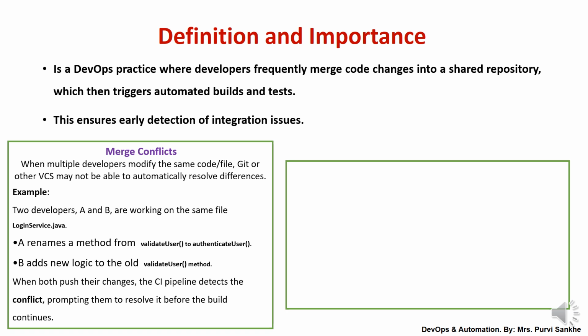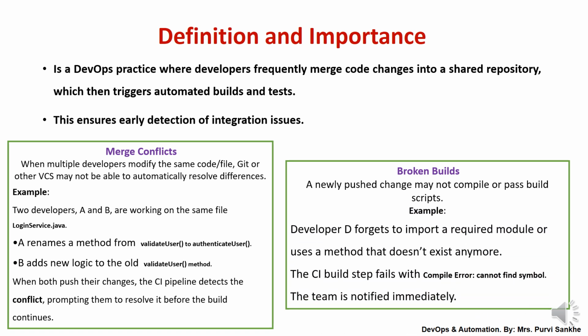Then the other issue might be broken builds, where newly pushed changes may not compile or pass the build scripts. For example, developer D forgets to import a required module or uses a method that doesn't exist anymore. How can this issue be solved by continuous integration? The CI build step fails with a compile error mentioning that it cannot find a symbol. So the team is notified immediately and the problem can be resolved right away.